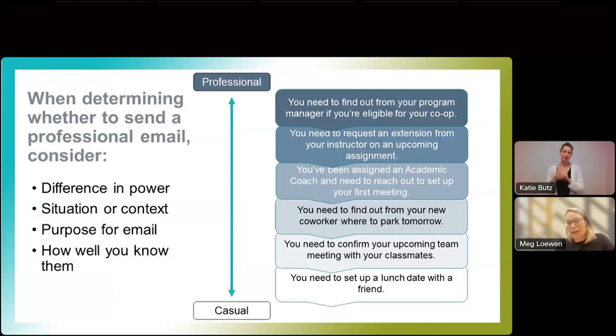So when you are writing an email and you're asking yourself, how professional should this email sound? Look at those 4 criteria. Is there a difference in power? What's the situation here? What's the context? What's my purpose for emailing this person? And how well do I know them? When you balance those 4 criteria, then you can get a sense of how professional the email should sound.